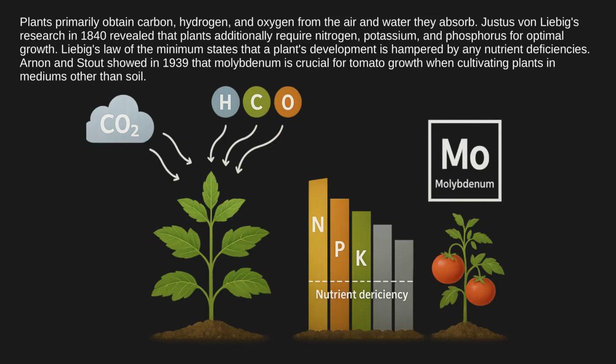Justus von Liebig's research in 1840 revealed that plants additionally require nitrogen, potassium, and phosphorus for optimal growth. Liebig's law of the minimum states that a plant's development is hampered by any nutrient deficiencies. Arnon and Stout showed in 1939 that molybdenum is crucial for tomato growth when cultivating plants in mediums other than soil.